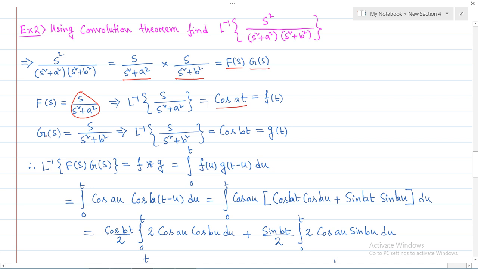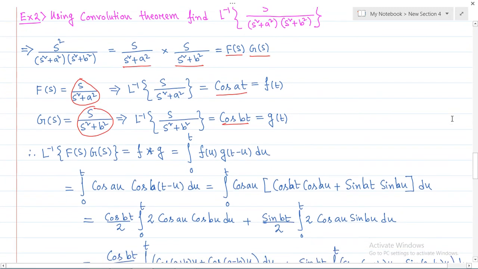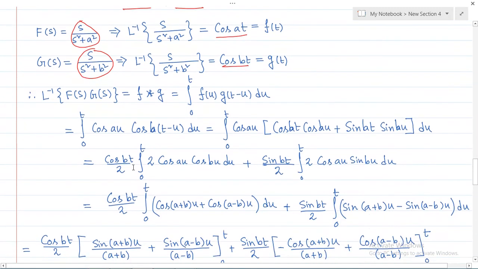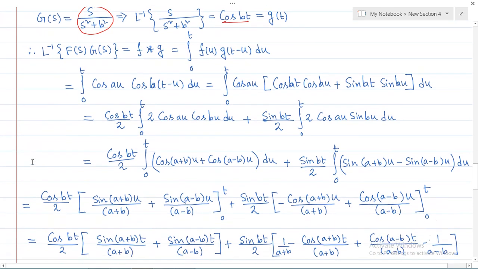Similarly, g(s) is also the same function, but in place of a square we are having b square, so keep it in your mind. So the result is going to be cos bt. Now it is your choice, whatever function you want to treat as f(t) and whatever you treat as g(t). There is no rule, you can take any one, your answer will be the same. Now we have to write down the convolution statement, that is, L inverse of f(s) into g(s) is what? That is f star g, and the formula is integral from 0 to t of f(u) g(t minus u) du.